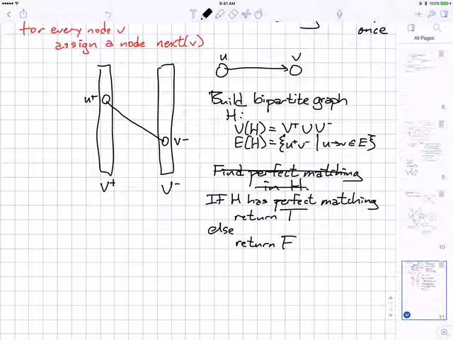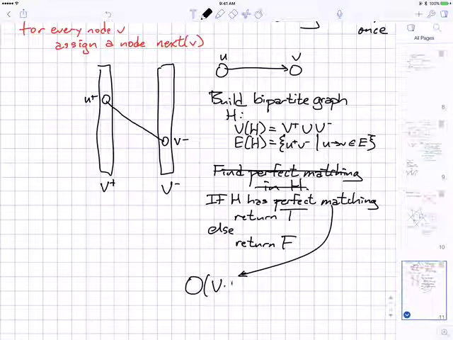Okay, how long does it take to find a perfect matching if it exists? Right, so this is order V times E. But remember, this is the number of vertices and the number of edges in H. So we have to be a little bit careful here. How many vertices are there in H? Twice as many as there were in G. And how many edges are there in H? One for every edge in G. So in fact, this is correct in terms of the original graph.